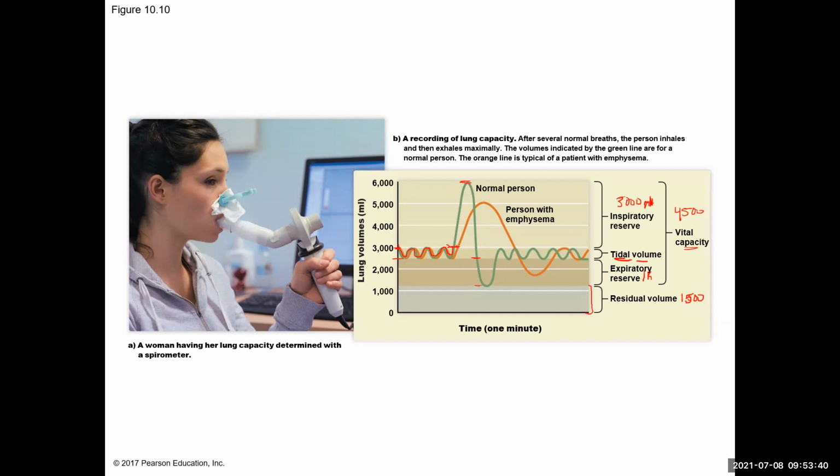Now, this curve also has somebody with emphysema, and notice that the vital capacity goes down, as well as the inspiratory reserve and the expiratory reserve. It's hard to recover after you take a deep breath. Notice how this recovery rate is much longer compared to a normal person who recovers quite quickly. And so it's just showing how that affects your vital capacity.